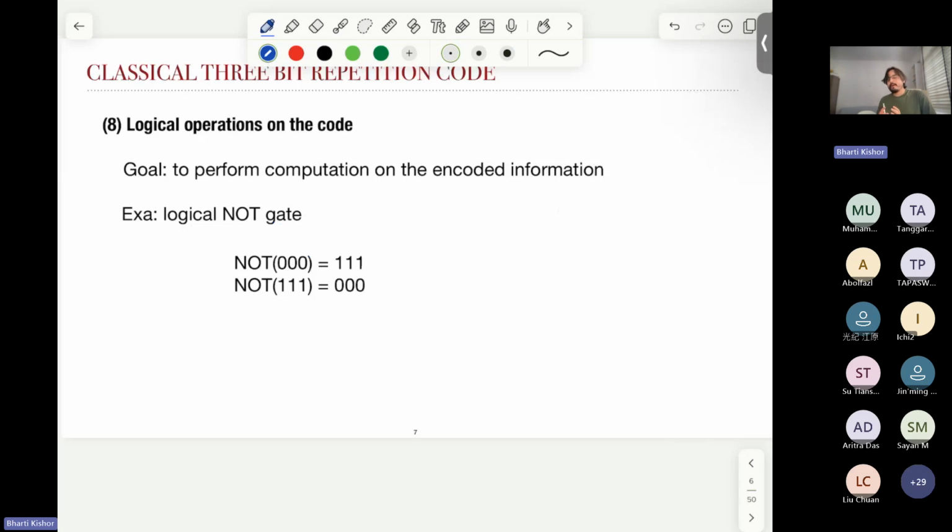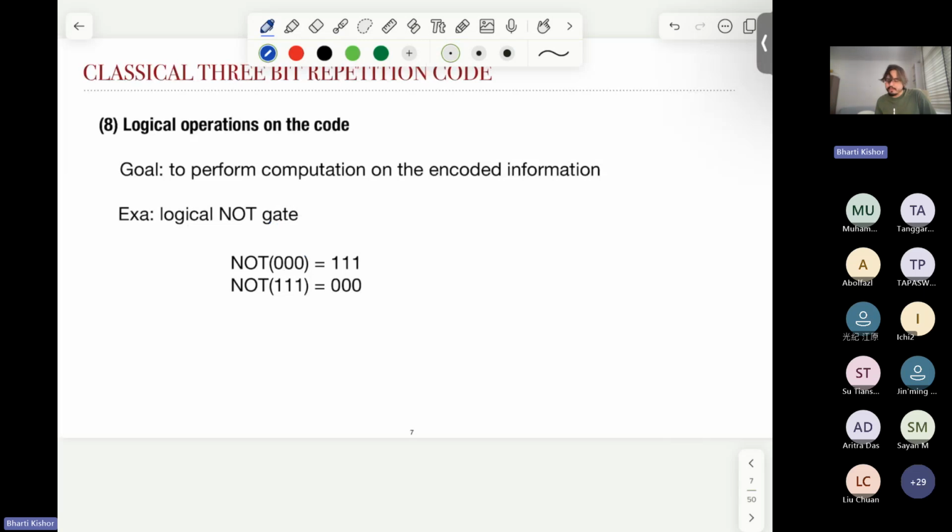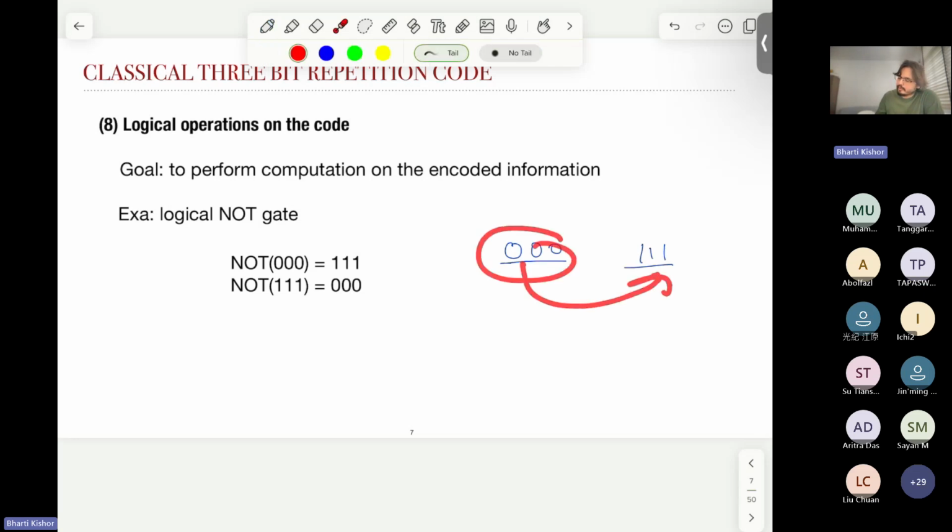Okay, so we have been able to encode the information, but that's not all. Our goal should be to perform some computation on the encoded information. The way we have encoded it, basically 000 and 111, we need to go from here to here. There are different gates that perform some computation in the encoded space. One such example is this logical NOT gate, which will take 000, convert it to 111, and take 111 and convert it to 000.